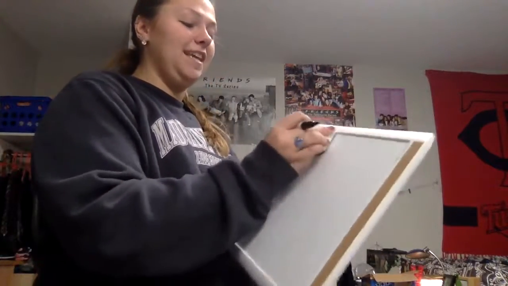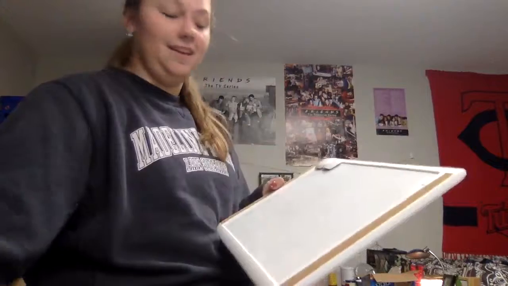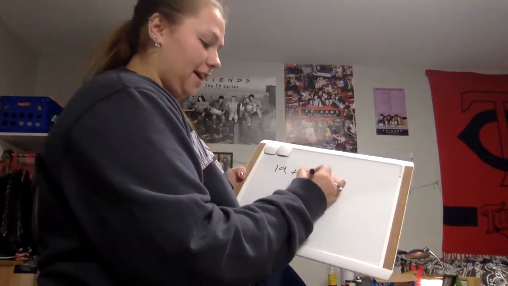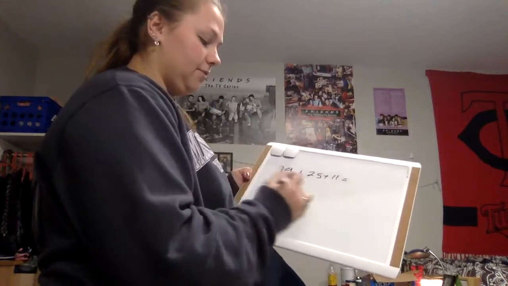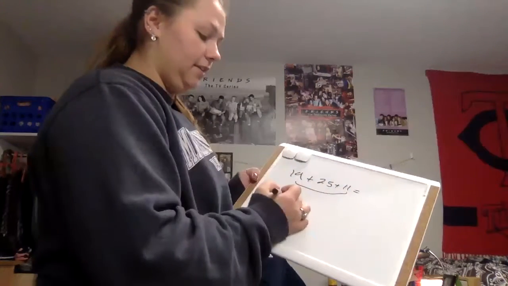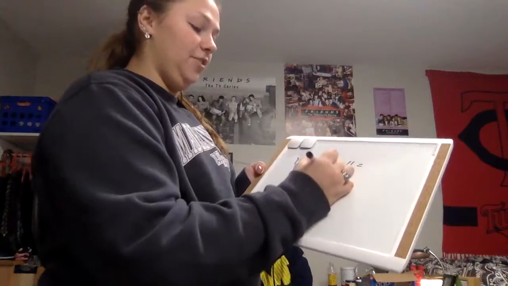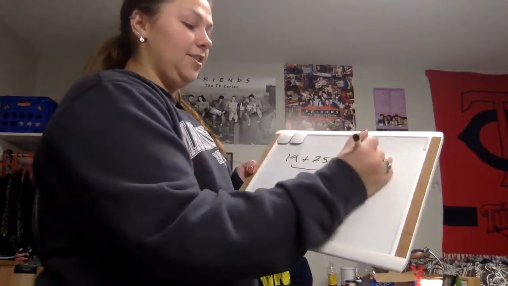And then for my second example, you have 19 plus 25 plus 11 equals what? You know that 19 and 11, because they're compatible numbers, equal 30, and then you have a 25 left over, and you get 55.